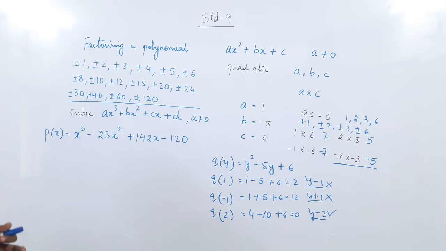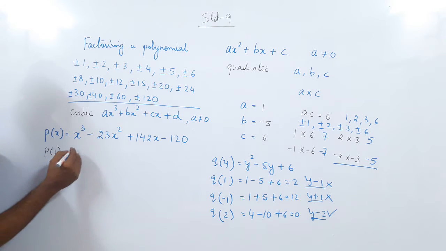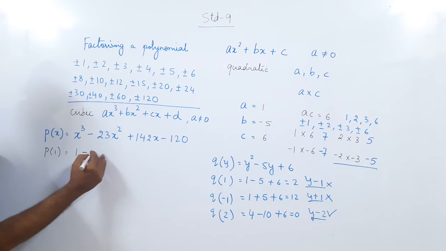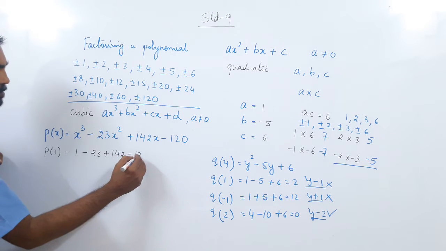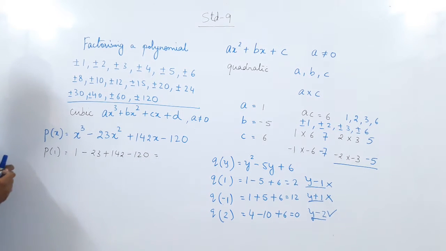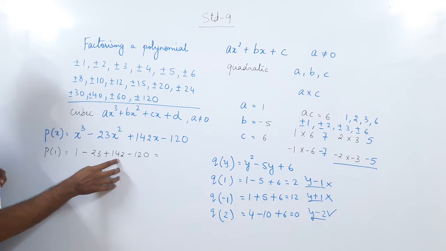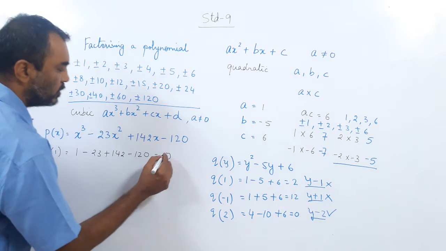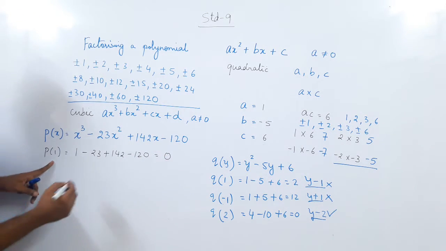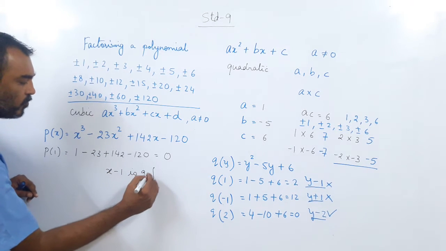Okay? So now what is the method we need to do? Start putting them one by one. So say P of 1. 1 cube minus 23 into 1 square plus 142 minus 120. What will we do with the negative numbers? Minus 23 minus 120 gives minus 143, and 142 plus 1 is 143. So 143 minus 143, we got 0. In the first trial only we got 0, means if P of 1 is 0, x minus 1 is a factor.